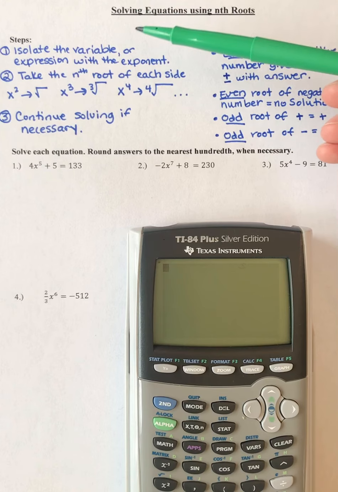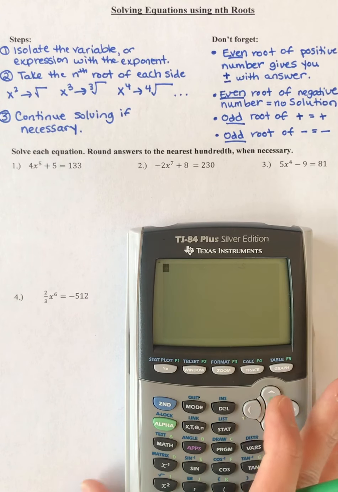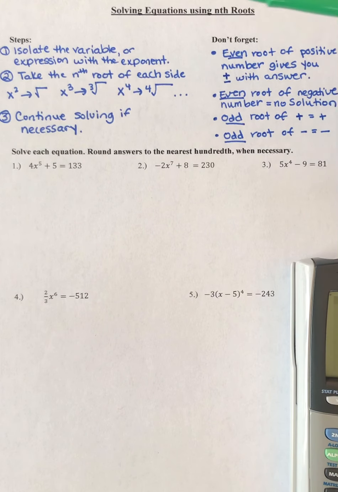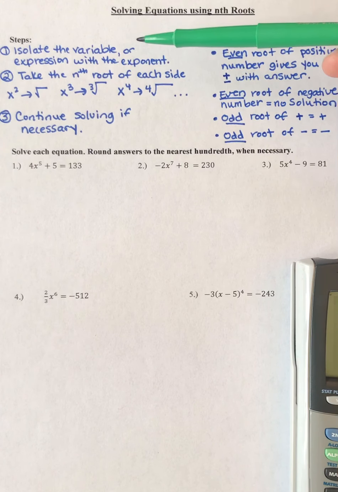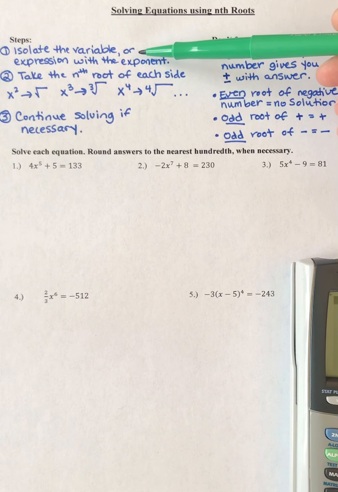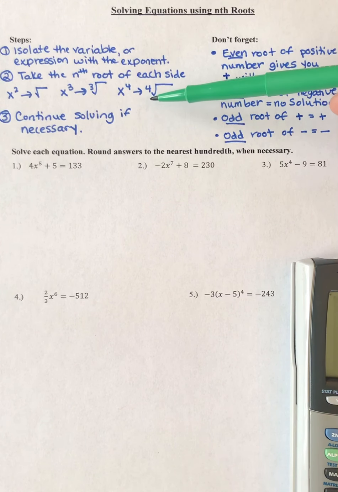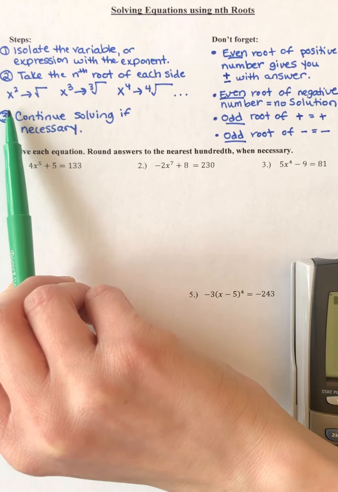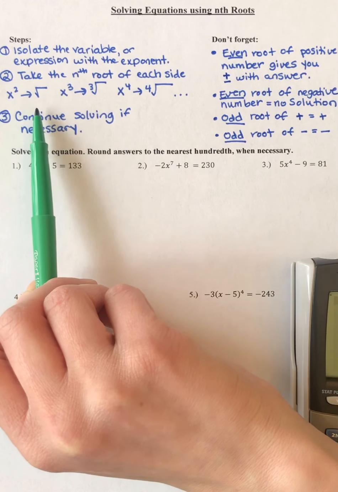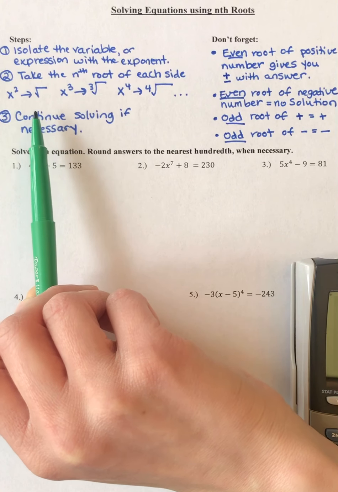So the steps for solving the 5 examples that we're going to do today, and the ones that you're going to practice later, are to first isolate the variable or expression with the exponent. Now these are going to look really similar to when we used to solve quadratics by taking square root. You would get the x to the second by itself. After that was by itself, step 2, you're going to take the nth root of each side. So like before, when you had x to the second and you got that by itself, you took the square root of each side to get the answer.